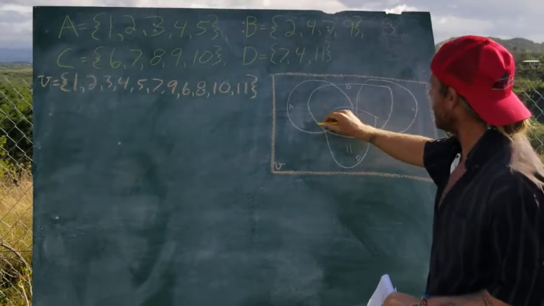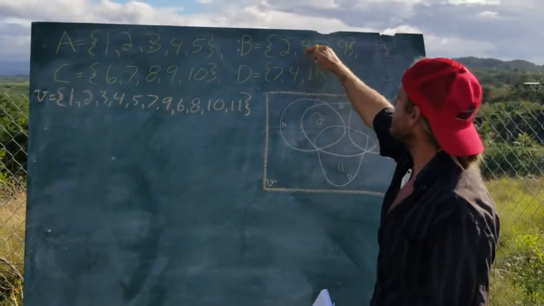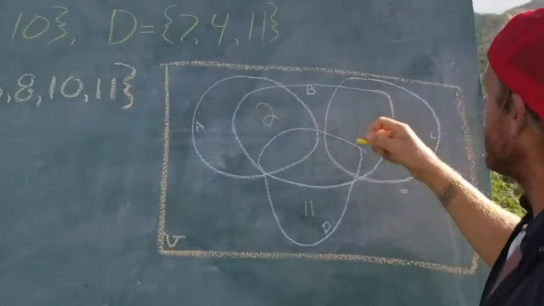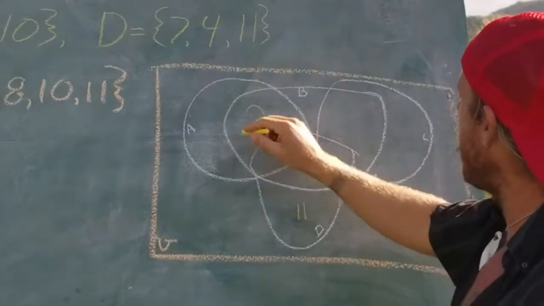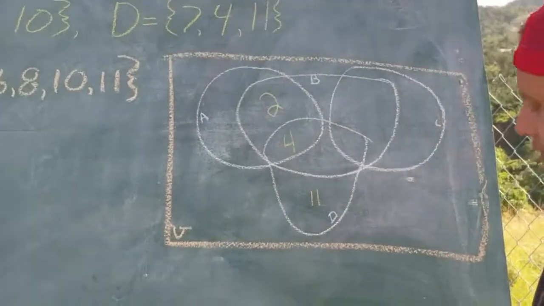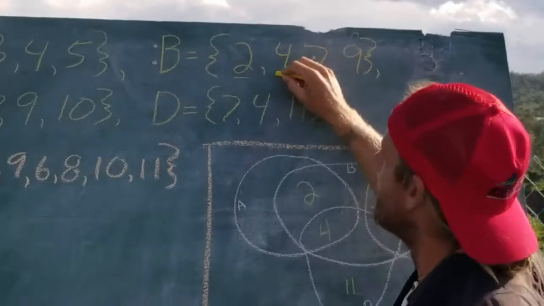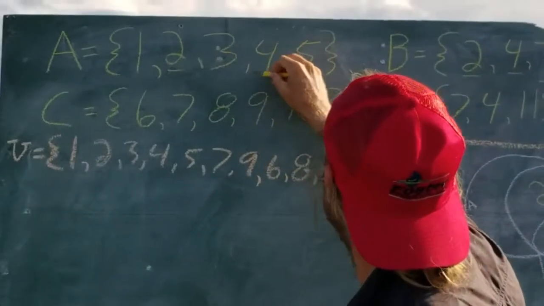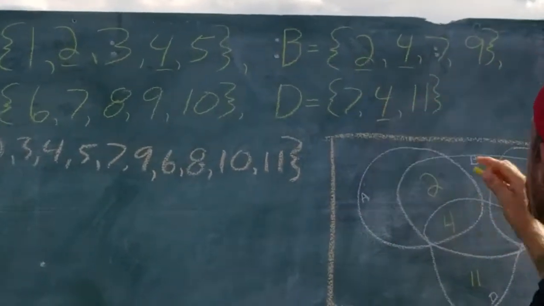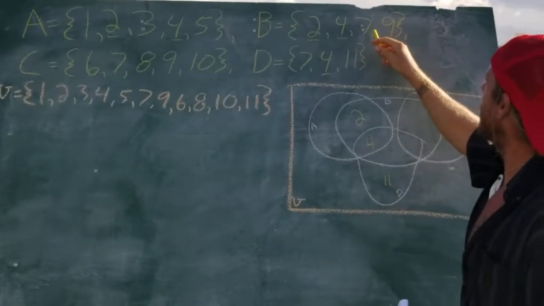Right here we have 2, and before we put 4 in, we also notice that 4 is shared in D. So is there a space that allows for D, A, and B? Yes, right there. All right, so we've got, I'll just underline 2, 4, taken care of. What about the other elements in B, 7 and 9?